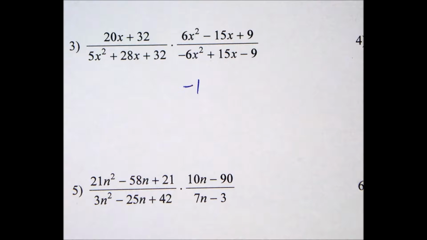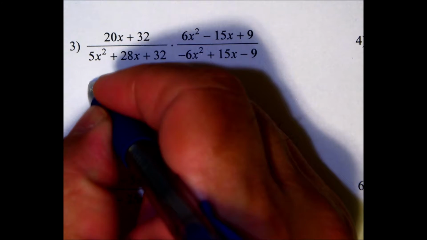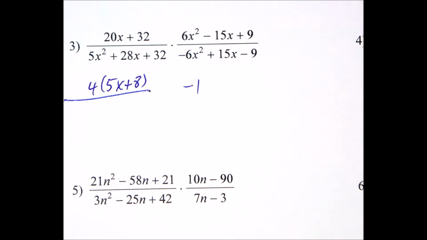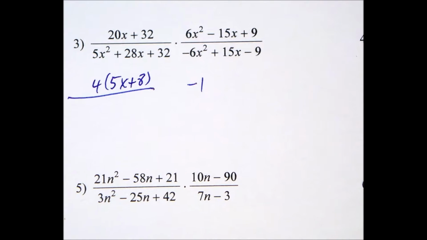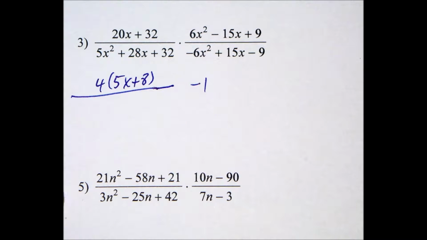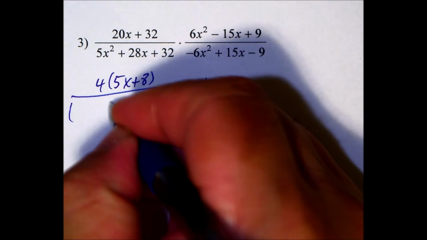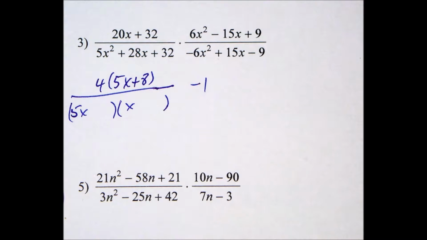Over here, I need to do some work. So here I can factor out a 4. So that's 5x plus 8. Okay. Now this is a trinomial that many students have problems with. I'm going to do it one way here, and then I may do it another way in a different problem. All right, so here, the way I do it, I like to guess and check. 5x and x.